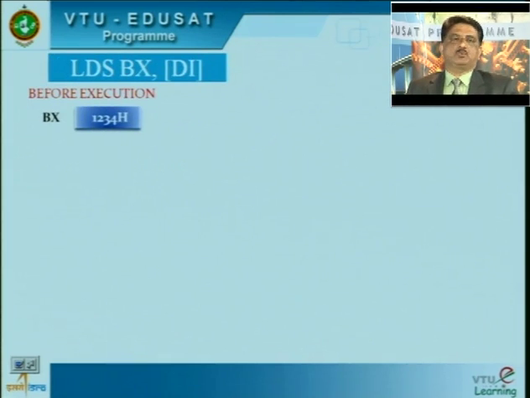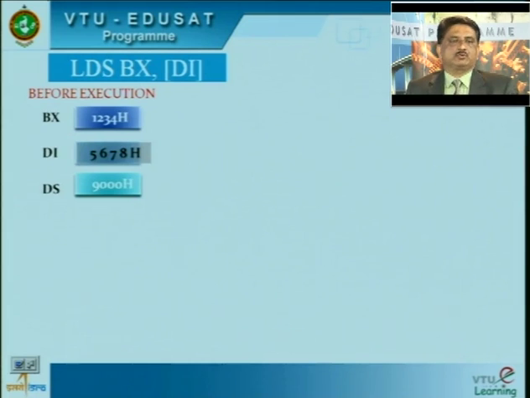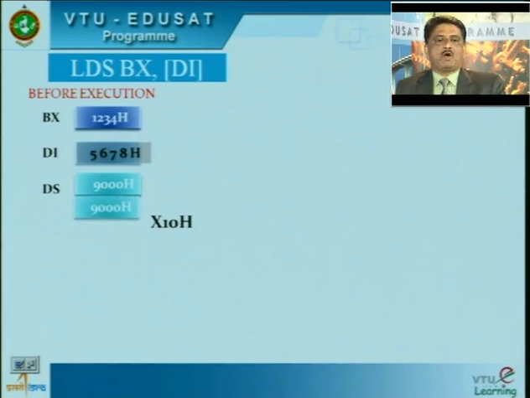Now how does this work? I hope this animation would help you to understand the instruction better. Let me go through this animation. LDS BX comma DI. What is the BX content? BX content is 1234. What is DI content? 5678H. What is DS content? DS content is 9000. Now, as usual, the segment register content shall be multiplied by 10H.